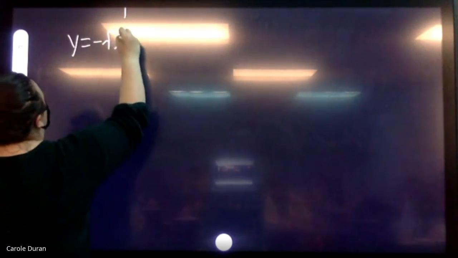Okay, so the last one that we're going to do just for normal graphing is y equals the negative of the square root of x minus 5.